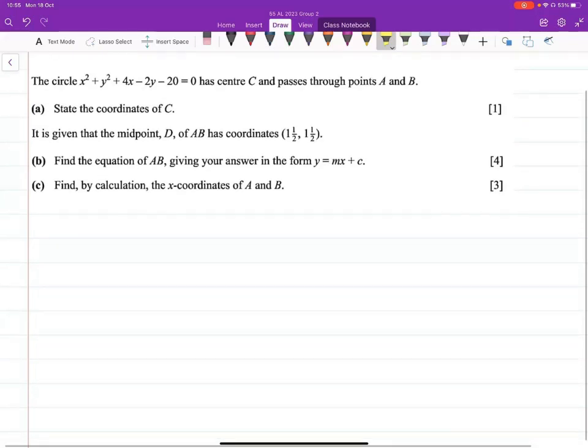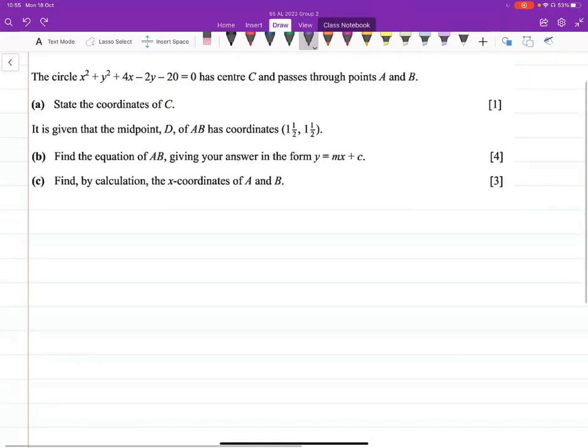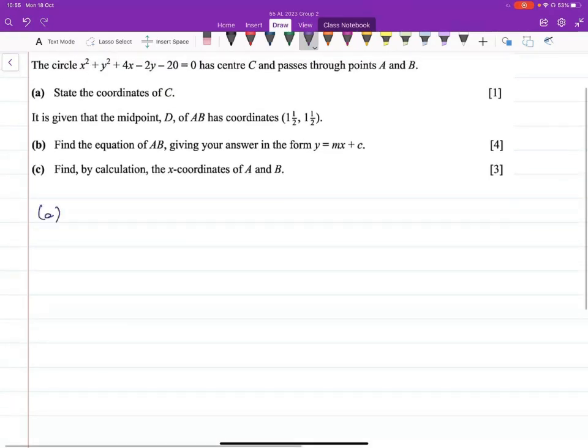We have the equation of a circle given, and it has center C, and it passes through 2 points, which are A and B. We first have to state the coordinates of the center C. Okay, so that's pretty straightforward. What do we do? We complete the square. So let's do that first before we move on to the second part.